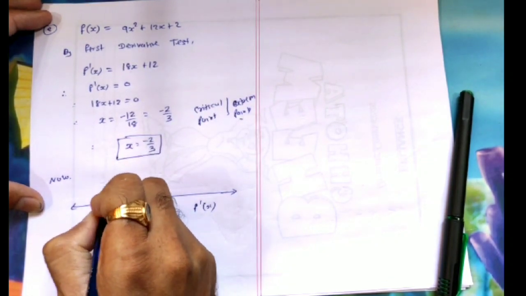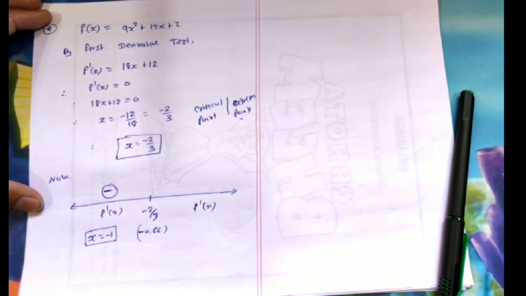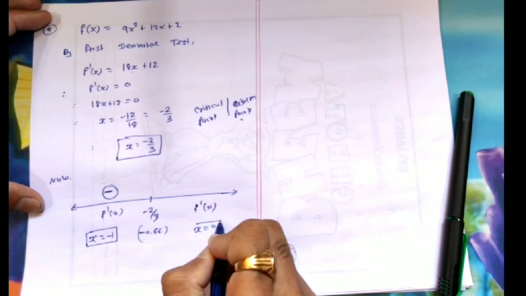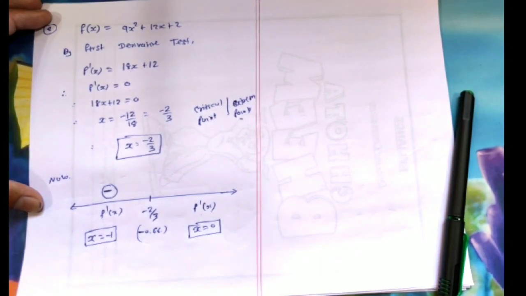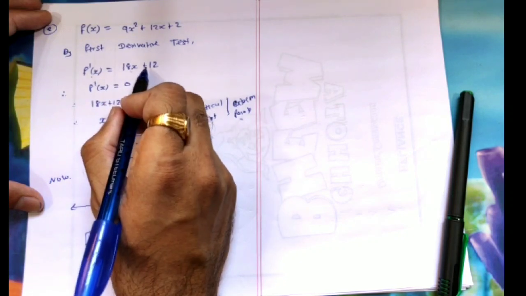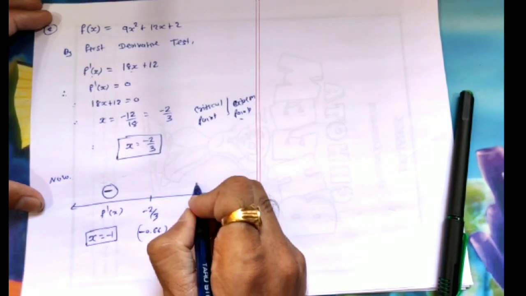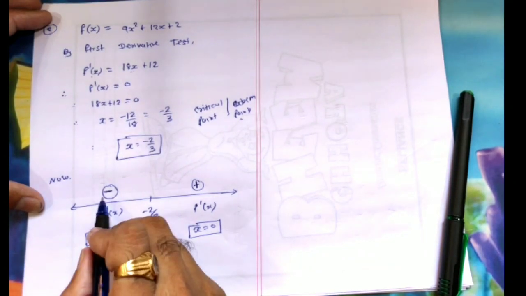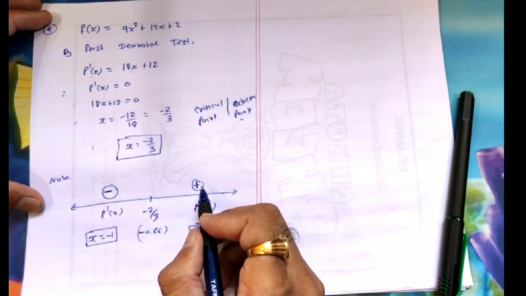F dash x is negative over here, and consider one point x equal to 0 on the right hand side of our critical point. Put x equal to 0 over here. So f dash x is 12, positive. So f dash x is positive over here. So f dash x is negative here and f dash x is positive here.